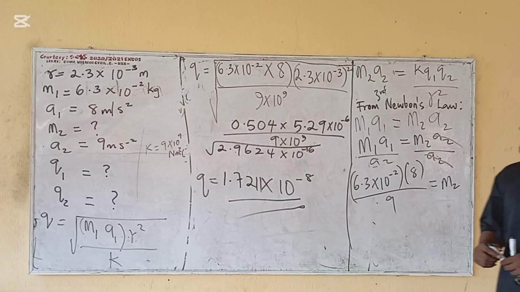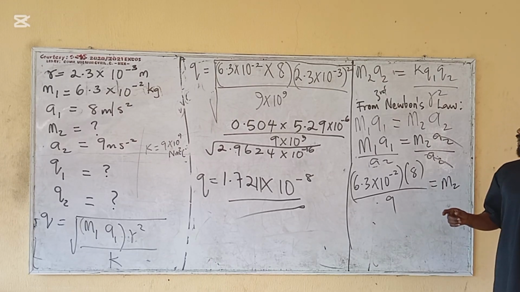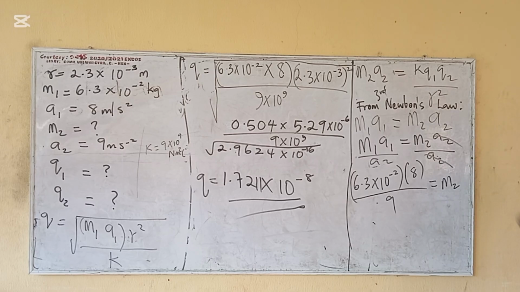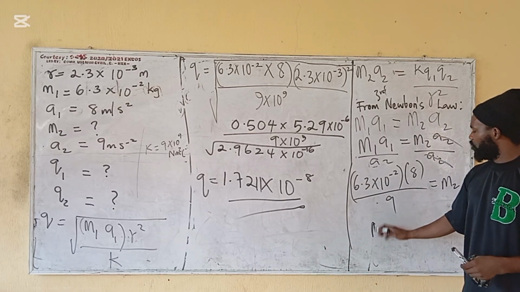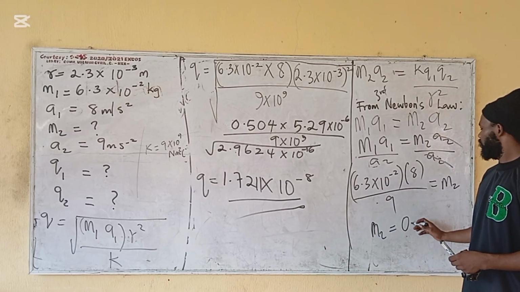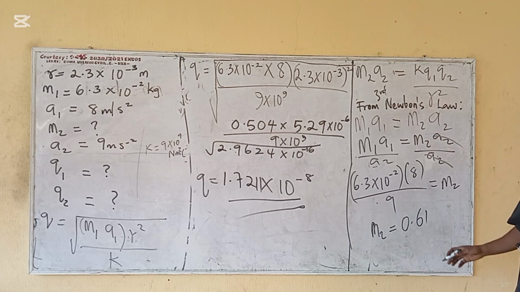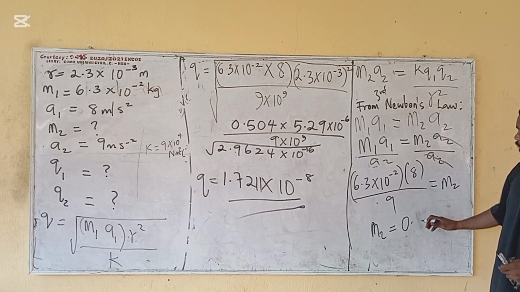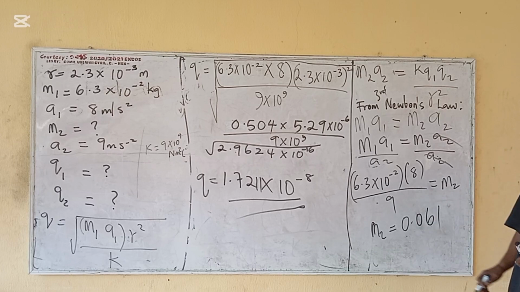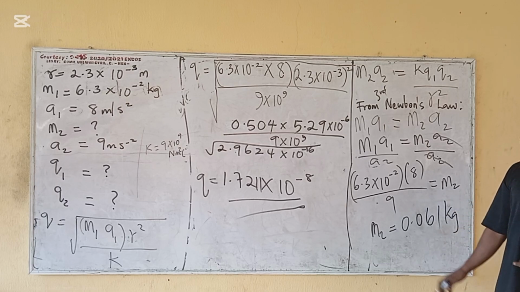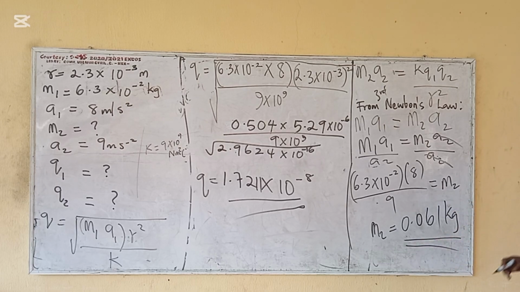Because I noticed that 0.06. Okay, M2 is equal to what? 0.061. Like this? Okay. KG. Finish. Please check if it's the same thing you are getting. Check if you are having the same thing.